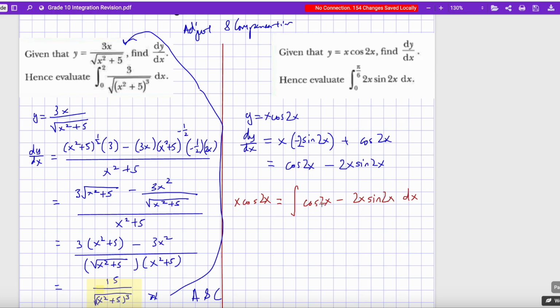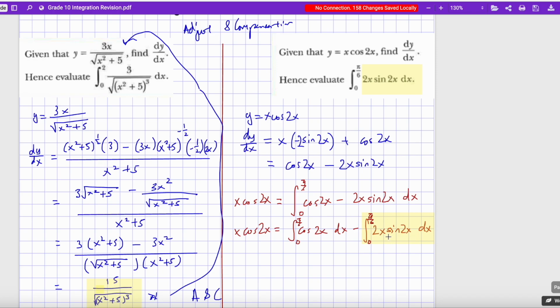So we will split the integral into two parts. We'll say x cosine 2x is just the same as the integral of cosine 2x dx minus the integral of 2x sine 2x dx. What we want to do right now is isolate this part, because this is exactly what they want us to integrate. Actually, I forgot to put the limits, so I should put the limits down: 0 to pi over 6.